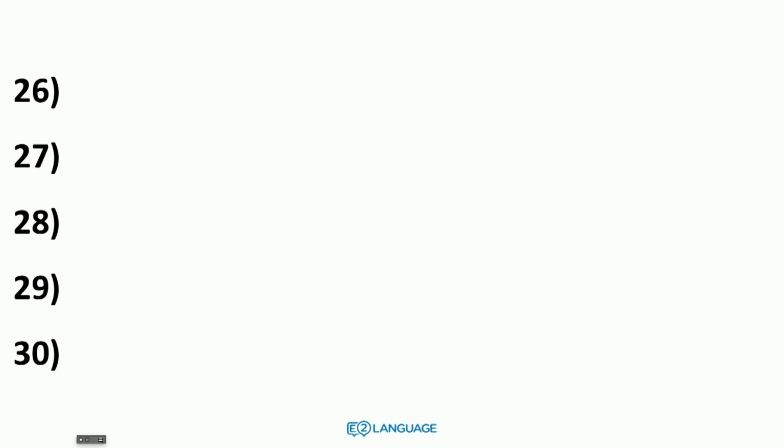On a piece of paper, I want you to write down 26, 27, 28, 29, and 30. We're gonna do 5 because we've already done 1.